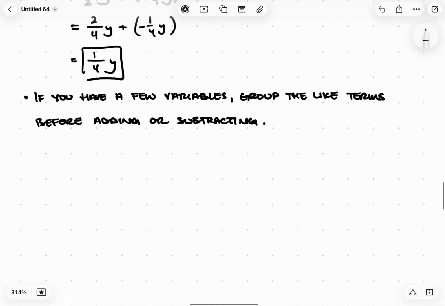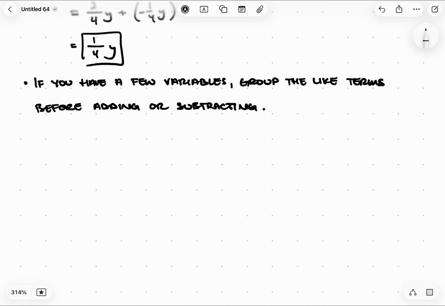All right, so what do we mean by this? Let's do this example where I have 2x plus 4y minus 6x plus negative 0.5y. Now you can see that it's starting to look a little bit more complex, but if you do this step by step, one thing at a time, you should be able to resolve this.